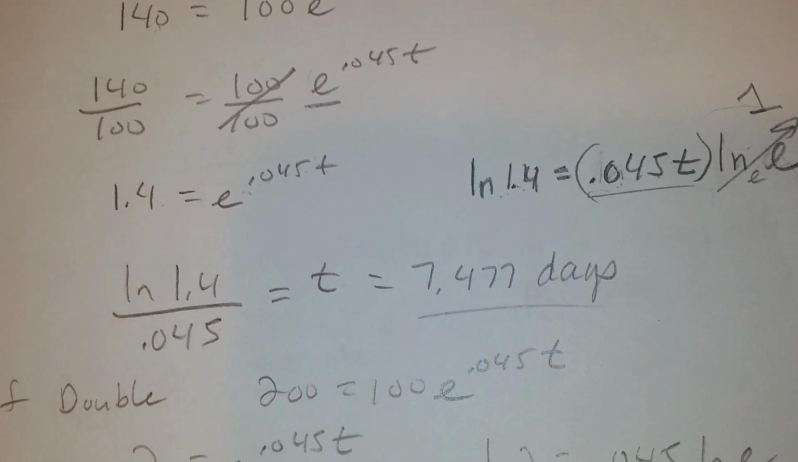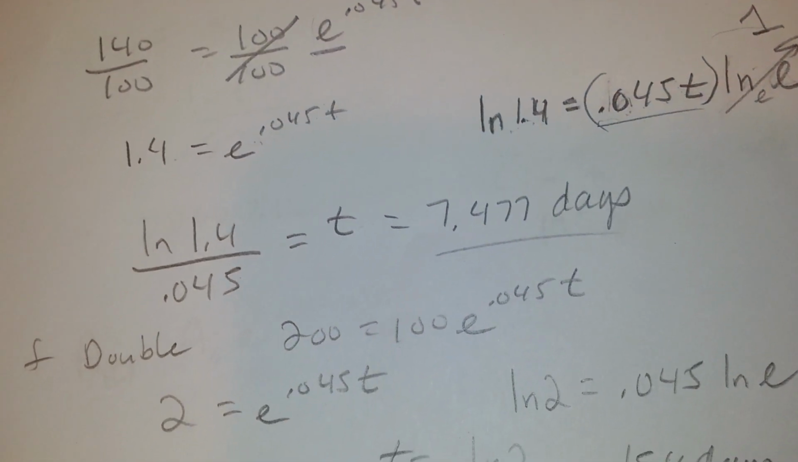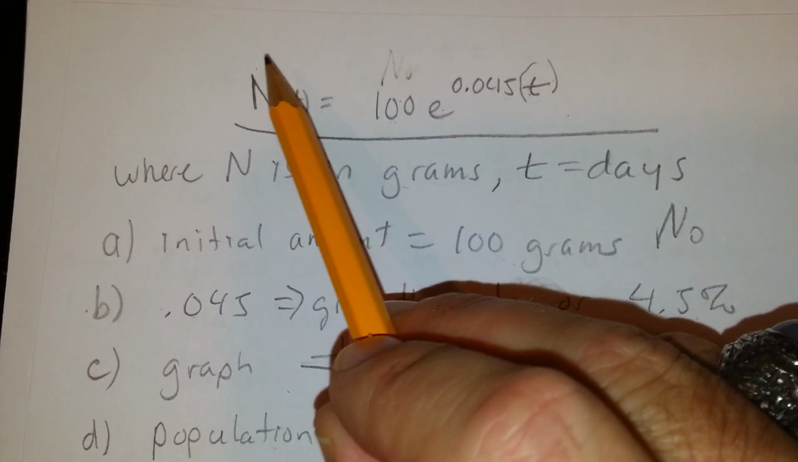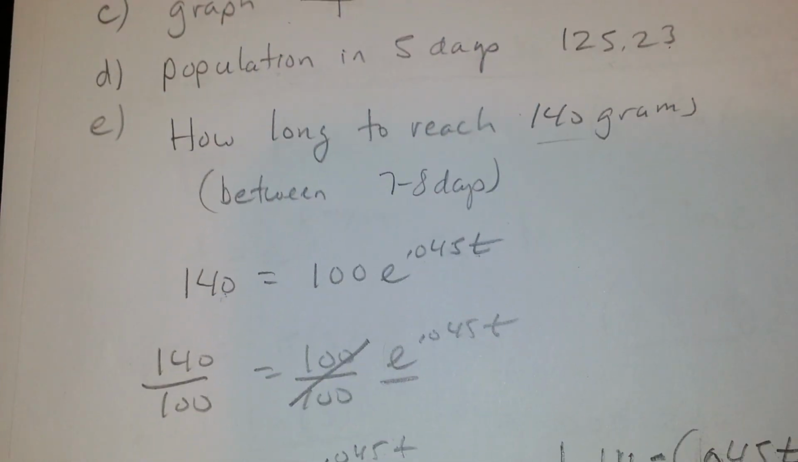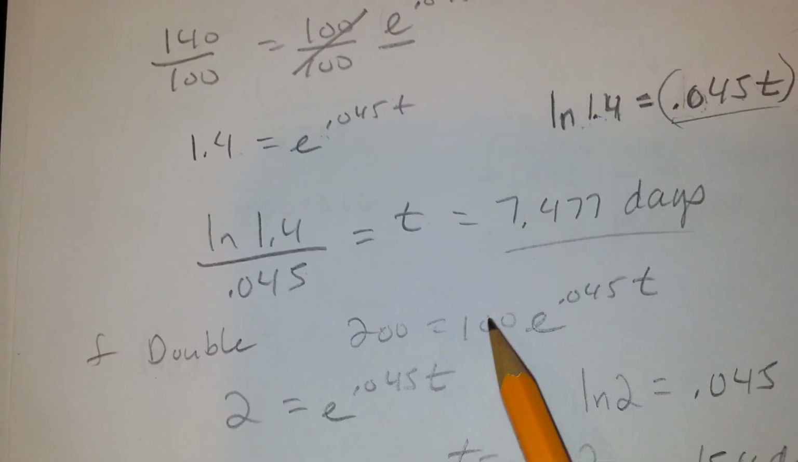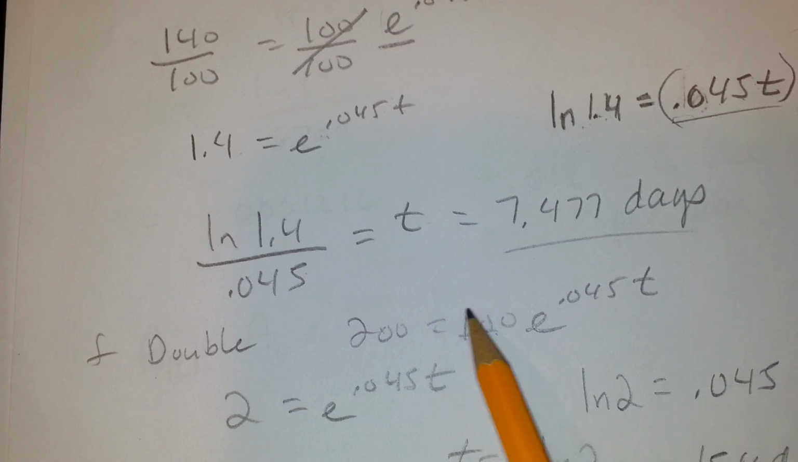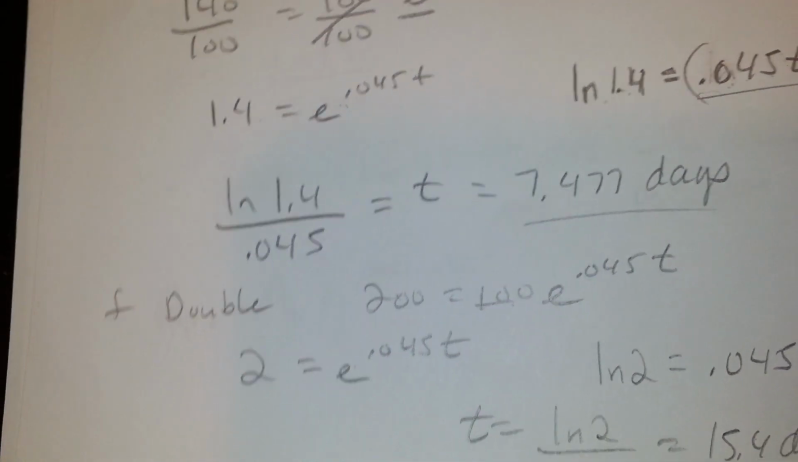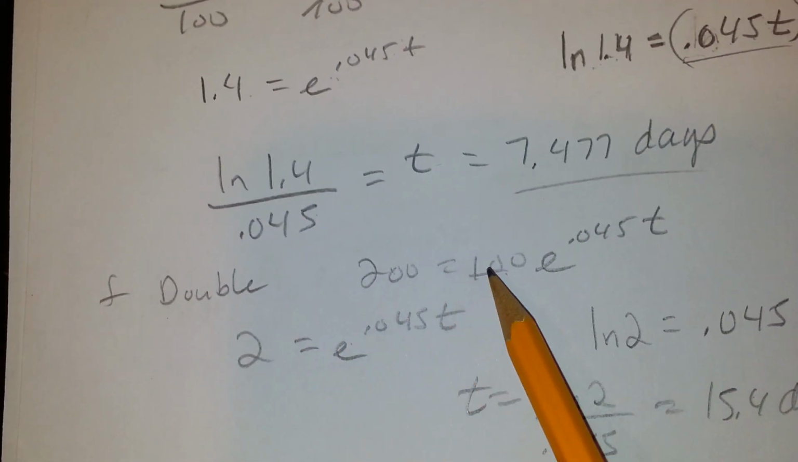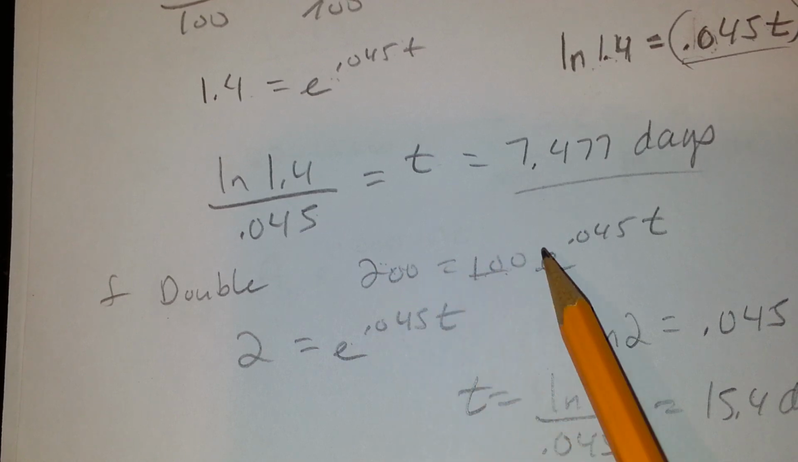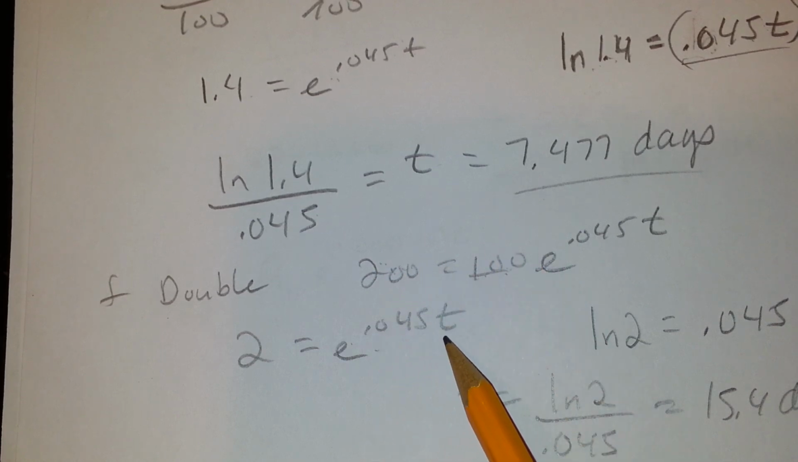Later they asked for the time to double. Remember how we did double? That's like this becoming 200. If this becomes 200, we just divide both sides by 100, and you're going to get 2 equals e to the 0.045t, just like we did before. If you're going to double something, divide both sides by 100.